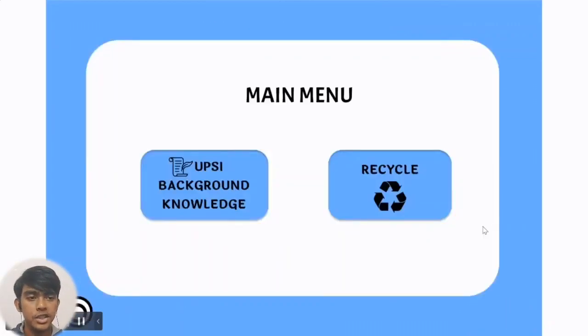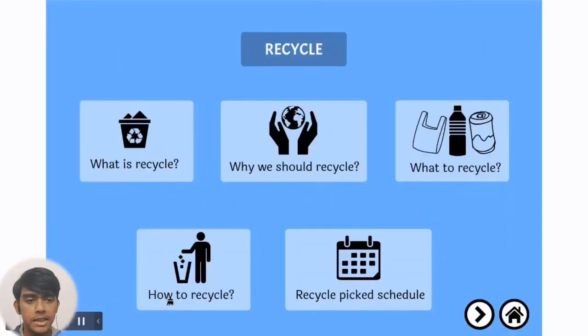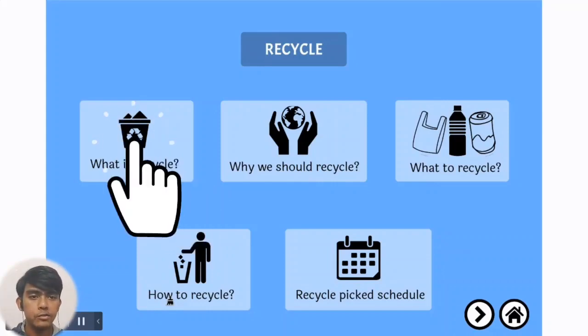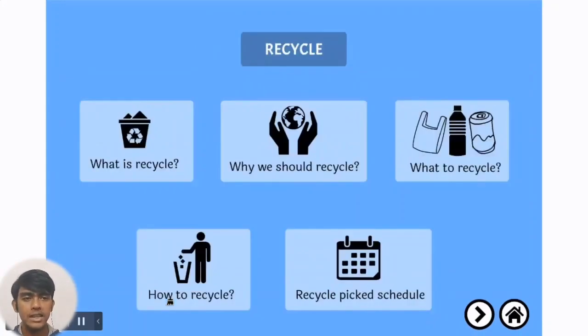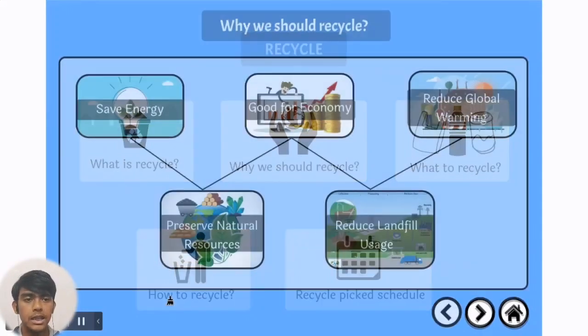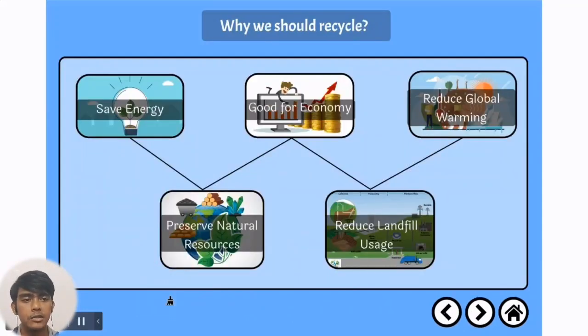Next, if the user chooses the recycle button on the main menu, the screen will display 5 buttons related to recycle information. When the user clicks the what is recycle button, the screen will display the definition of recycle and some explanation in detail about recycle. If the user clicks why we should recycle, it will display the list of reasons to recycle, which is save energy, preserve natural resources, good for economy, reduce landfill usage and reduce global warming.